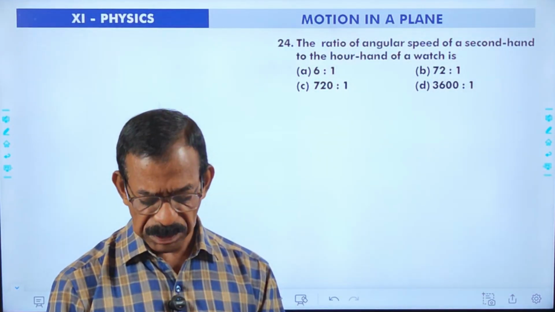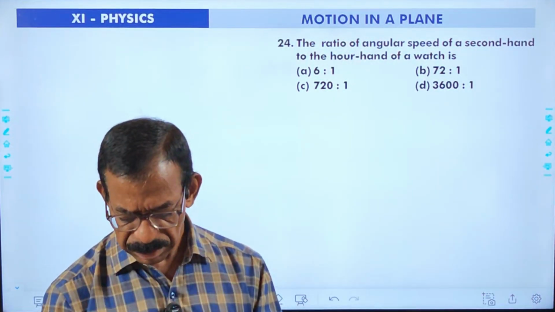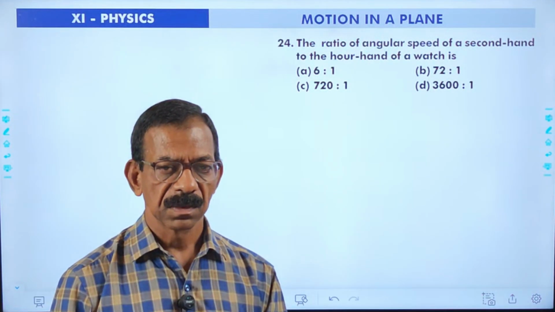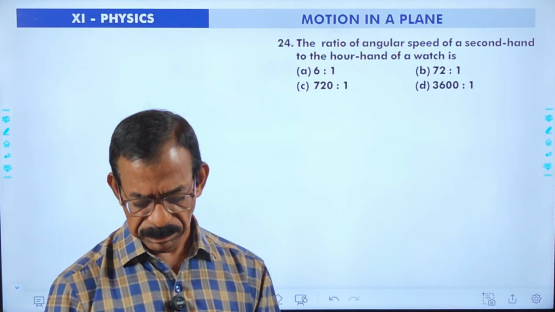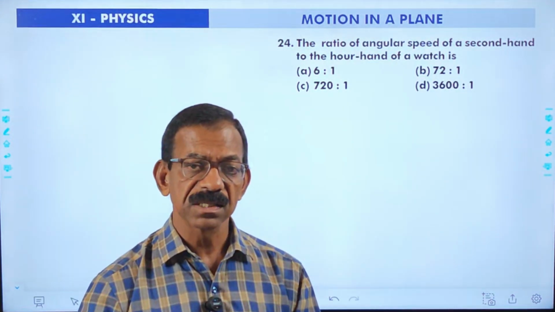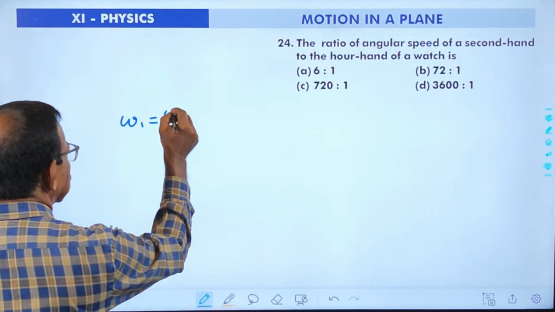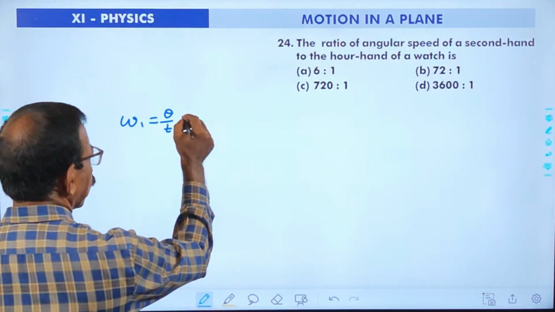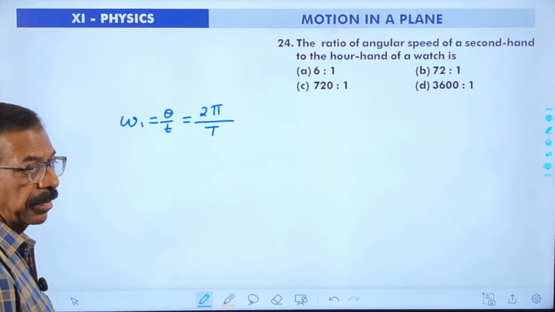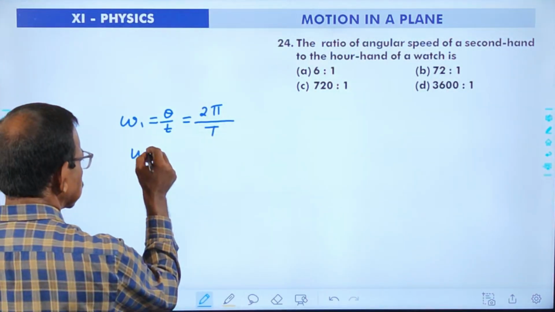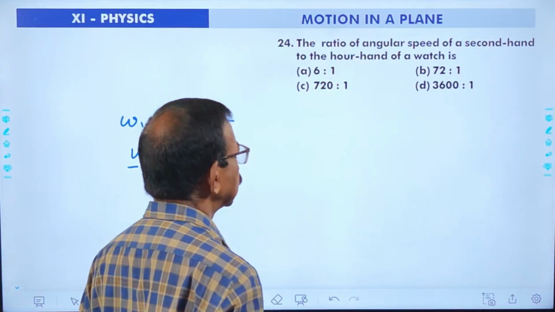Next question is question number 24. The ratio of the angular speed of a second hand to the hour hand of a watch is. A second hand will complete one rotation in 60 seconds, and the hour hand will complete one rotation in 12 hours. Angular velocity is given by theta by t. For one complete rotation, the angle is 2 pi and the time taken is the time period T. The ratio is to be determined.